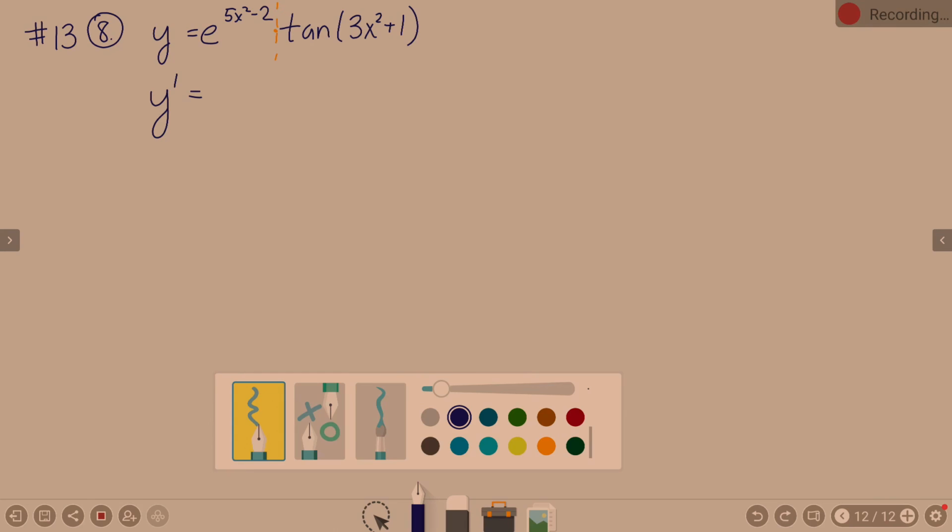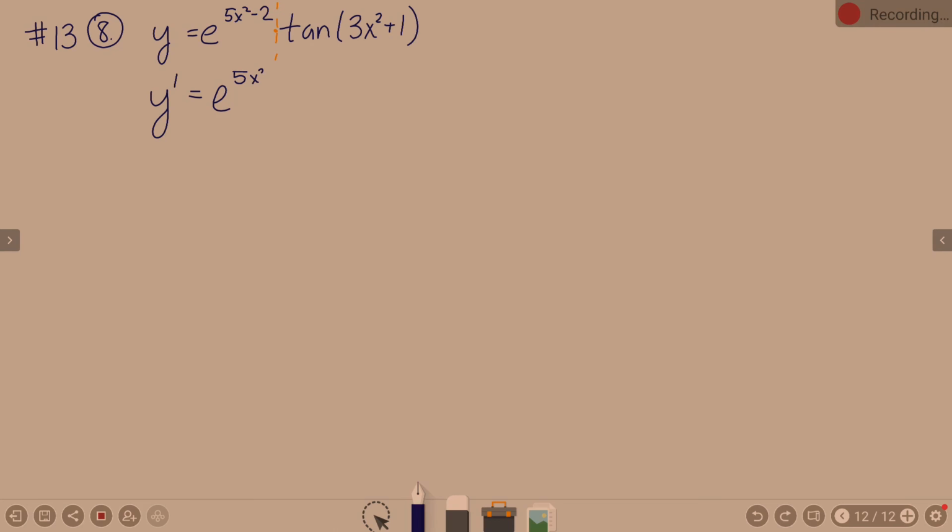Okay, let's do it. Derivative of e to some power. Oh, wait, let me see. Is this the order I did it on here? I'm guessing, yeah. Derivative of e to some power is e to that power times, and this is where we have to think chain rule, derivative of that power. What's the derivative of 5x squared minus 2? That's a 10x. So it's the derivative of e to some power times the derivative of that power. And then we just keep the tangent of 3x squared plus 1 as is.